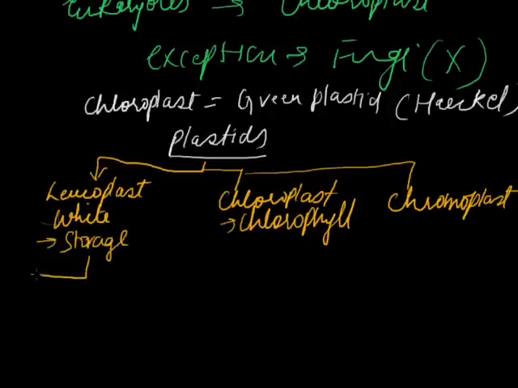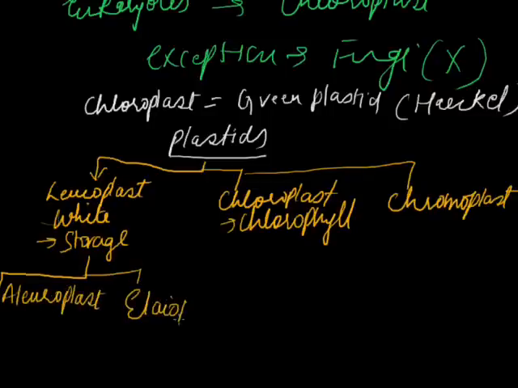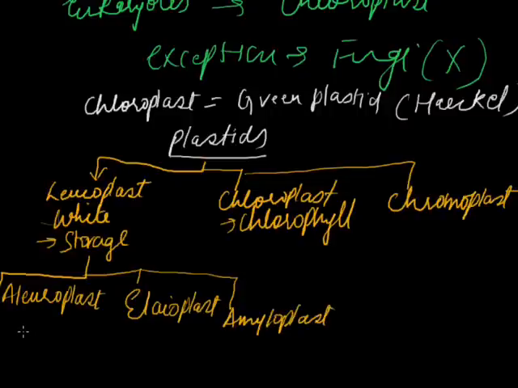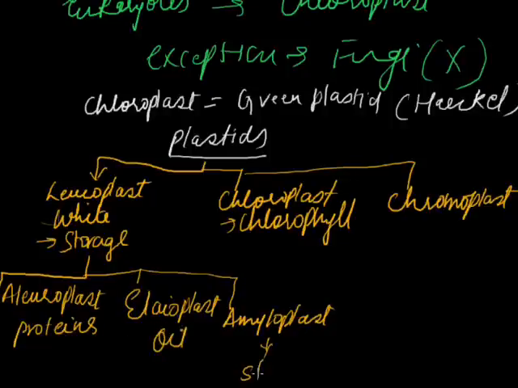It is again of three kinds, that is aleuroplast, elaioplast, and the third is amyloplast. Aleuroplast stores proteins, elaioplast stores oil, and amyloplast stores starch.